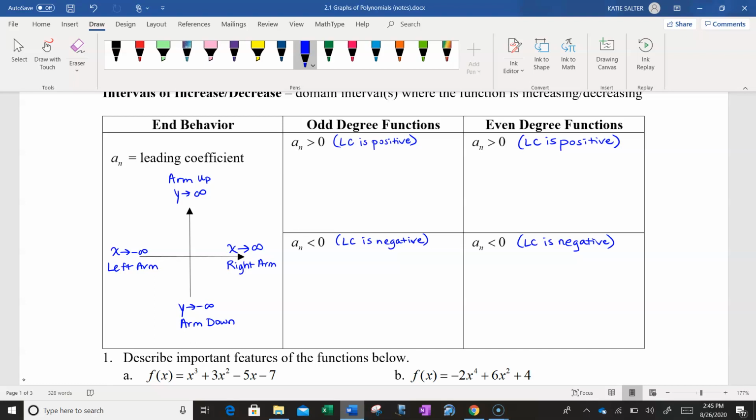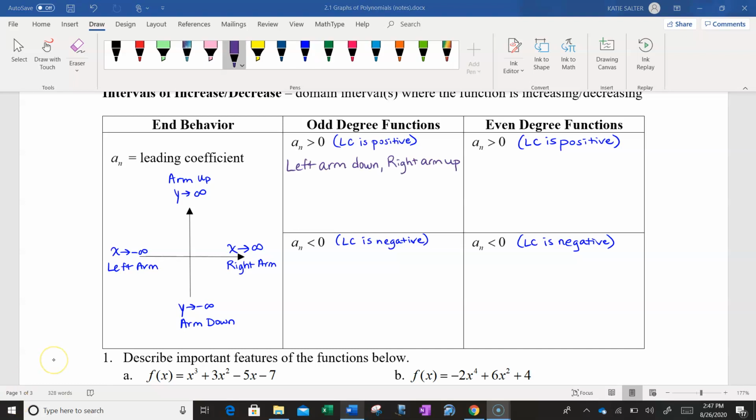So we're going to start out with odd degree functions. The easiest way to relate to an odd degree function is to think about a linear function, because a linear function is definitely an odd degree function. When you have a linear function, that leading coefficient, that a sub n, is the slope. Remember, when we say it's in standard form, we mean it's the highest power to the lowest power. So anytime the slope is positive, we know that the left arm would be down and the right arm would be up.